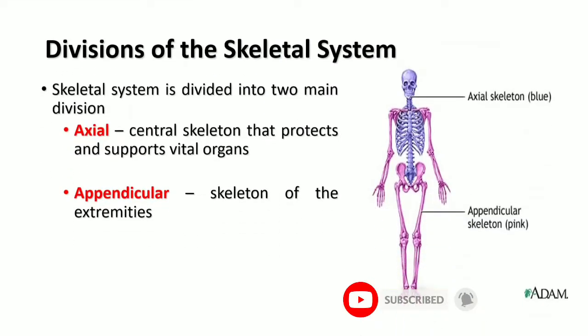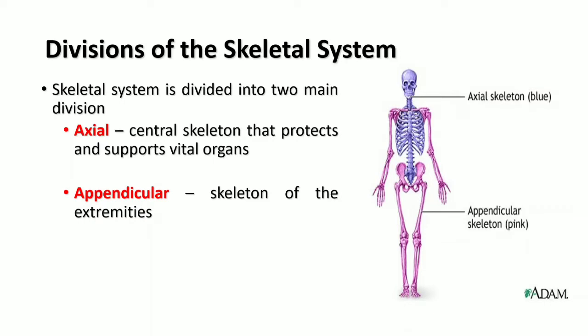As you can see over here, the skeletal system can be divided into two: axial skeleton and appendicular skeleton. In the picture you can see the axial skeleton, which is shown in blue color, which is the central part of the skeletal system. Whatever skeleton we have in the middle of our body is called the axial skeletal system. Whereas the appendicular skeletal system is the skeletal part present in our extremities. That one is denoted over here in pink color.